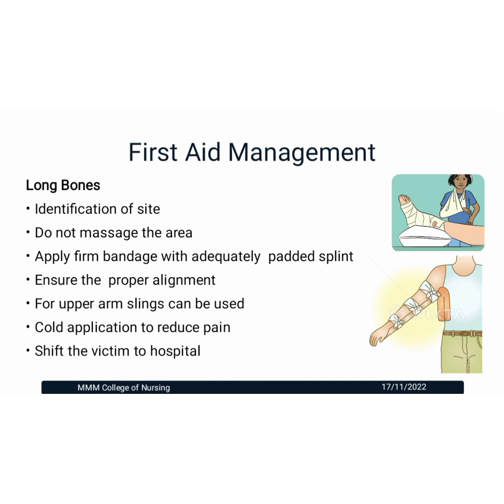During the assessment, if the patient is identified with a fracture of a long bone, identify the site and do not massage the area because there may be swelling, and apply a firm dressing with an adequately padded splint. Ensure proper alignment of the body part. In case of the upper arm, an arm sling can be used. Cold application can help reduce the pain for the victim. Shift the patient to the hospital.